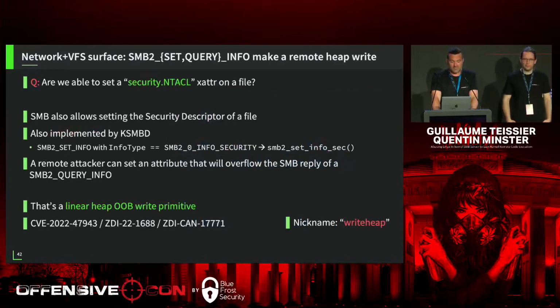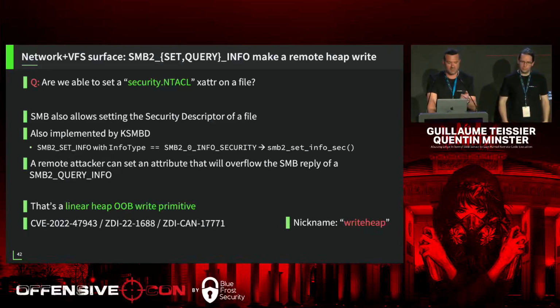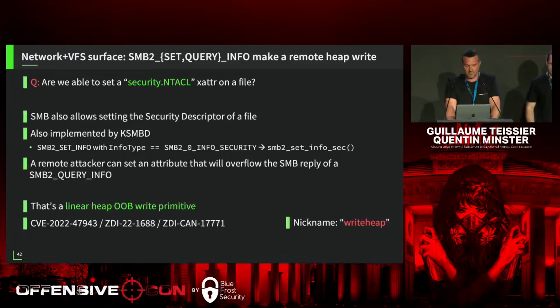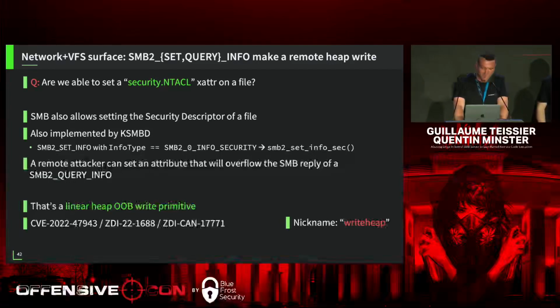But the question is now, are we able to set or to control the security.ntacl attribute? Can we control the value of this? And the answer is yes, because there is also a setinfo command which allows to set this security descriptor on a file. Then later, when you call the query info command, you will just do the heap overflow, and you will overflow onto the reply, which is in kmalloc-512. So this is our second primitive, which is a linear heap out-of-bound write, and we have nicknamed it write heap.